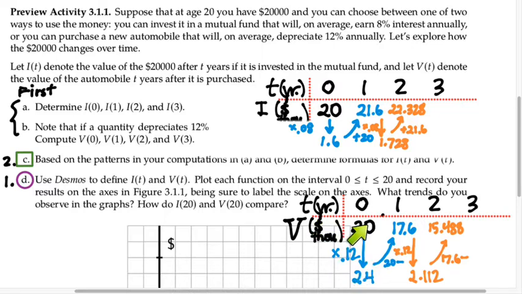We subtract from 20 instead of adding to 20, which is what we did when we had an appreciating value. Right? So subtract 2.4 from 20, we get 17.6. So at the end of the first year, my car is worth $17,600.